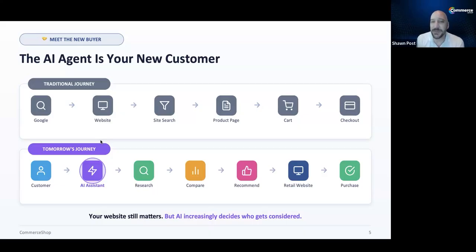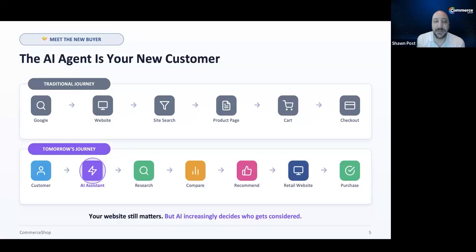AI is now moving those people further down the funnel. The customer will pull up their AI assistant, and do a voice search if they need to. Usually the AI is the one doing the research and presenting them with the information they need. If they're comparing products, the AI will give them the comparison, even making recommendations. And only then, once they have that information, will they jump on the retail website and make a purchase. So what we're seeing with the rise of these AI agents is that web traffic could be decreasing.